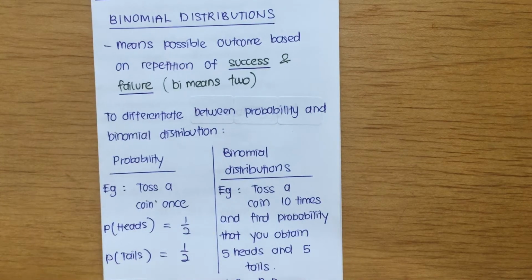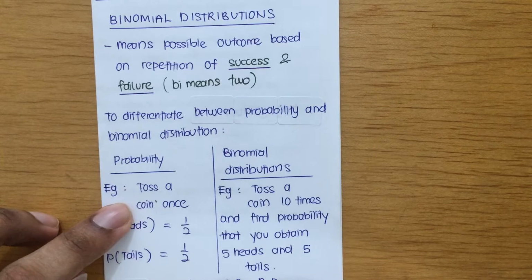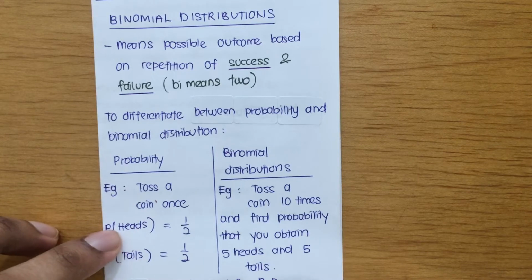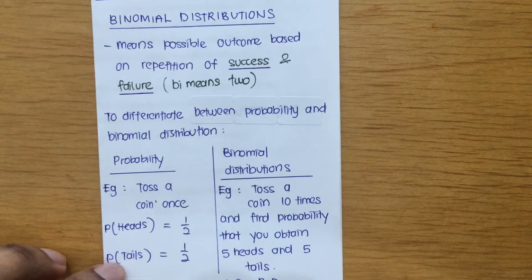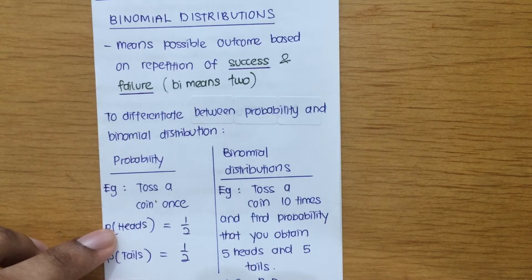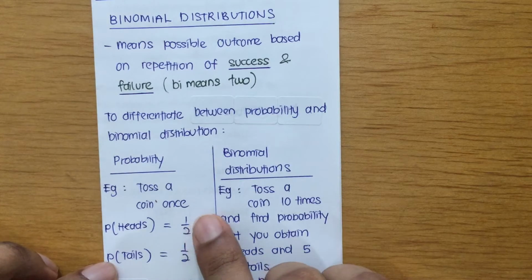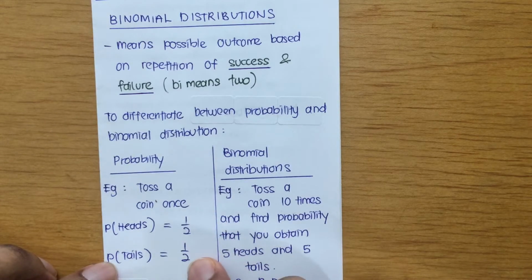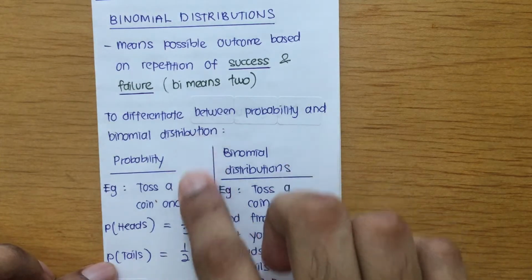By the way, when you toss a coin you have two faces over here. The first is the head. When you toss you will have a head or tails. So the probability of getting heads and tails is respectively 1 over 2 and 1 over 2. This concept is pretty easy.